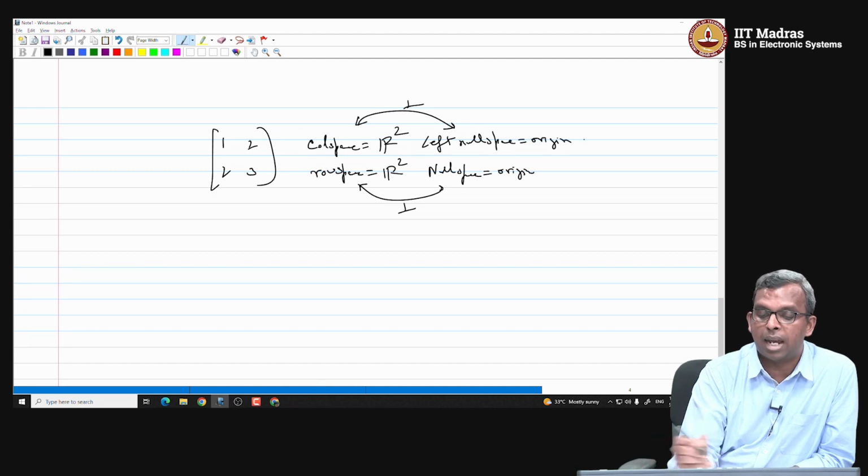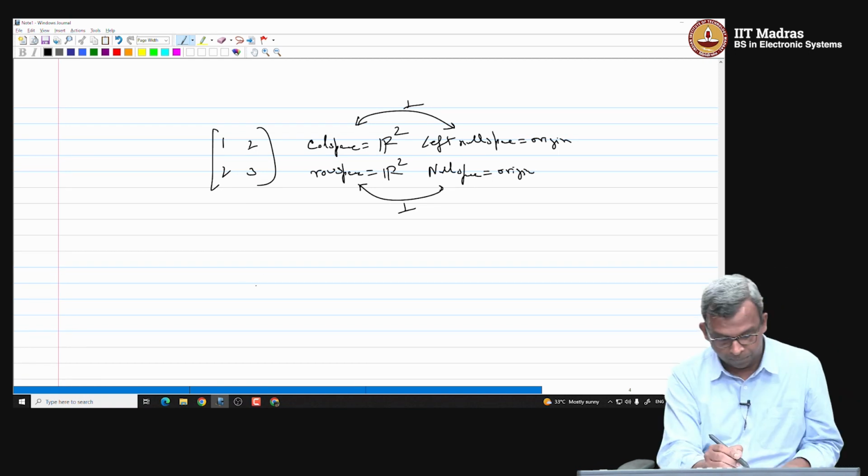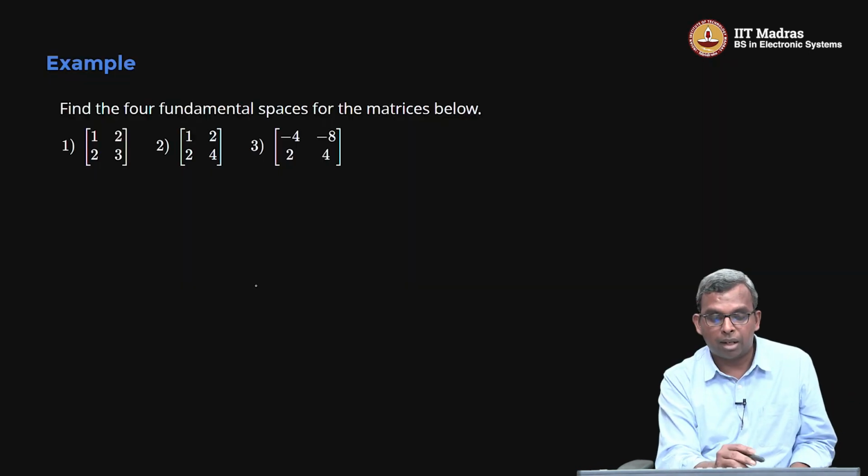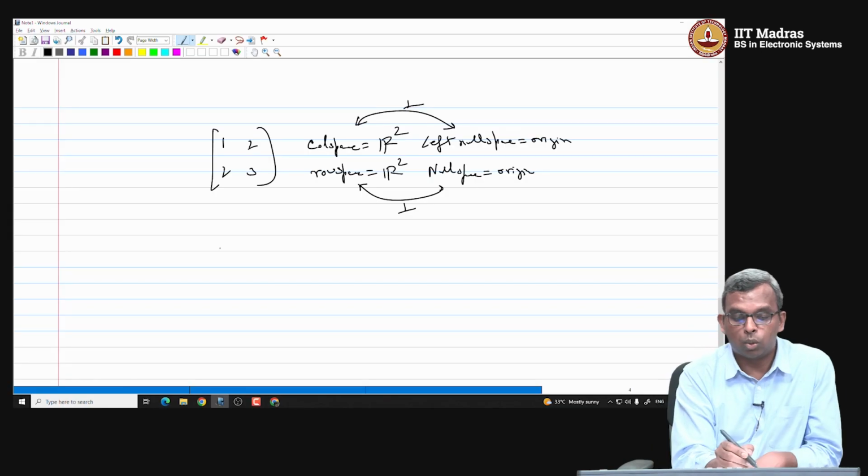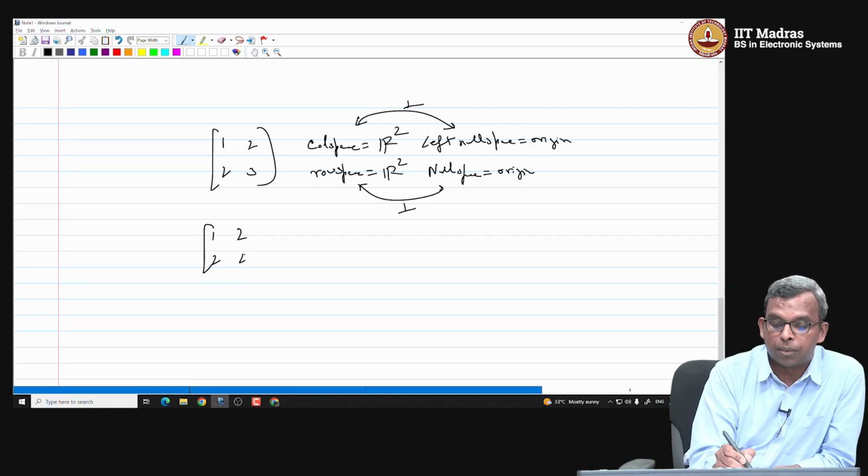So when you have full rank, full linearly independent columns, the whole thing is very easy. The next examples I've taken are actually not like that. So 1, 2, 2, 4. Let's do 1, 2, 2, 4 first.